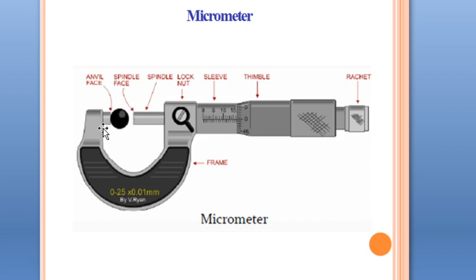This one is the fixed anvil face, this one the movable spindle, a lock nut, connecting the main scale with this part, and this one the ratchet. A micrometer has a least count of 0.01. It is more accurate compared with the vernier caliper.